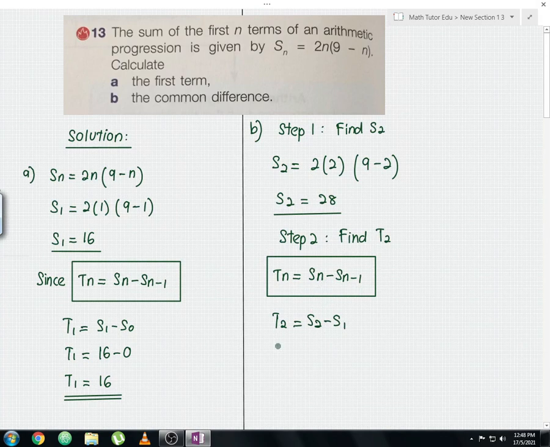So to get your second term, it equals the sum of the first two terms, which is 28, minus the sum of the first term. The sum of the first term is 16, so 28 minus 16, you get your second term equals 12. So this is your second step. Let me underline this.